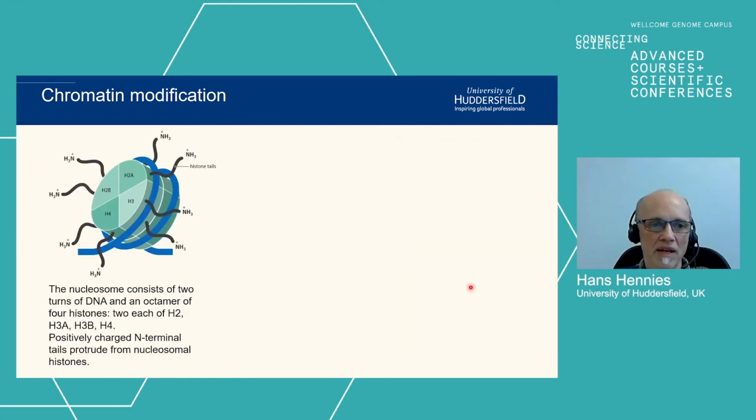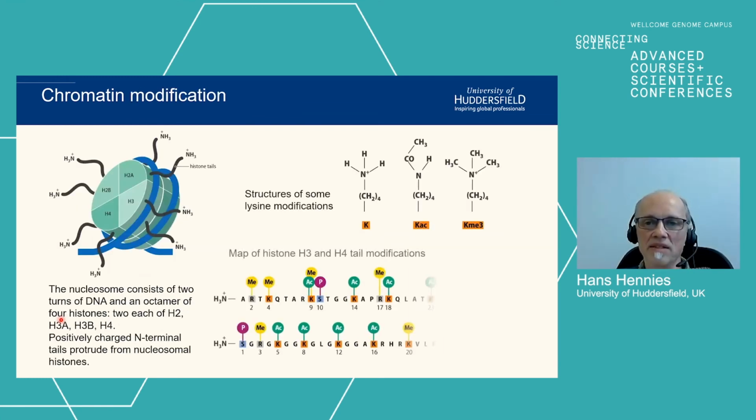So we have to have a look at these nucleosomes. This is one such nucleosome, which consists of 2 turns of DNA around the core protein unit. And this core unit consists of an octamer of 2 each of the histones H2A, H2B, H3, and H4. Each of these histones has a positively charged N-terminal tail, and these tails can be further modified. And this modification is again important for the control of gene expression and the activity.